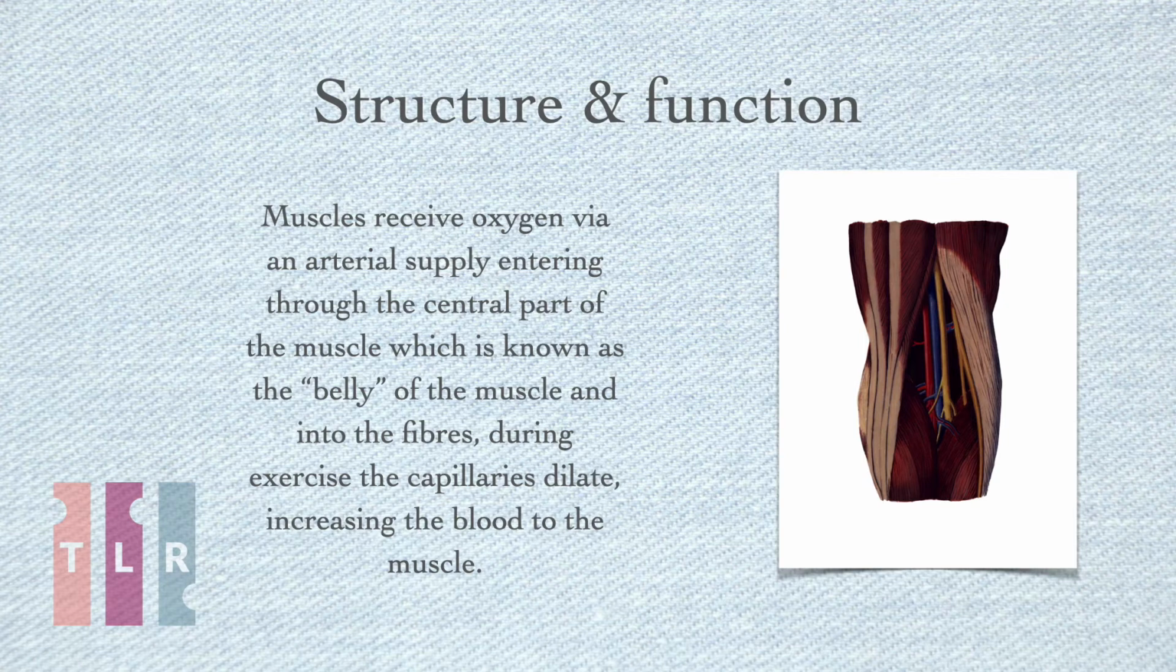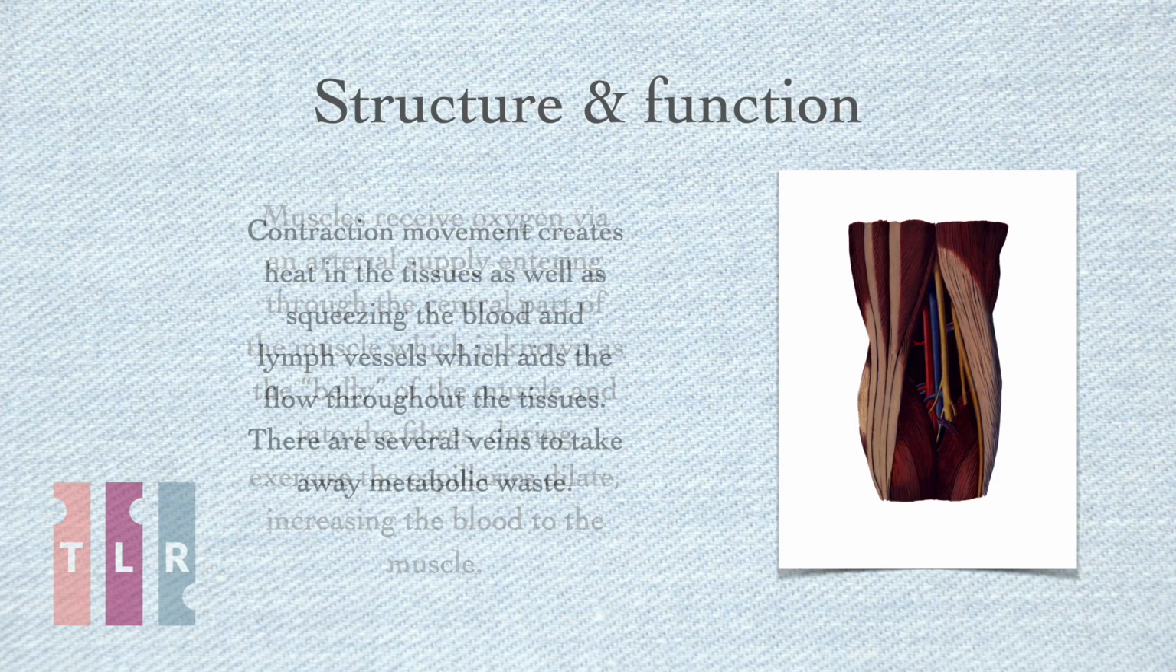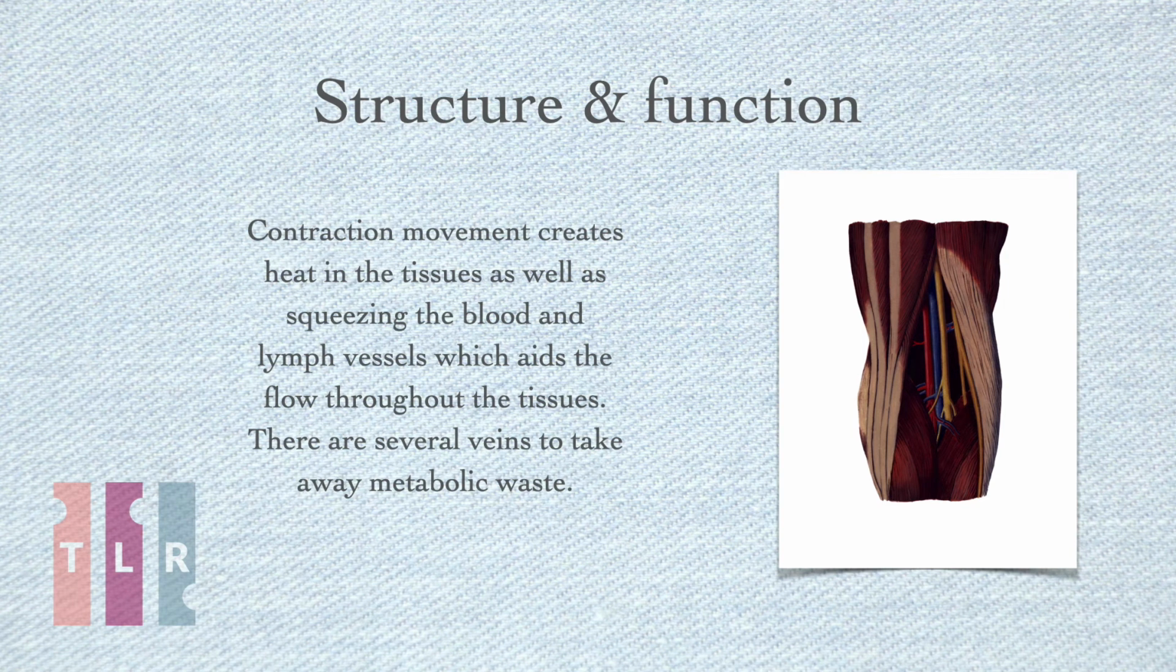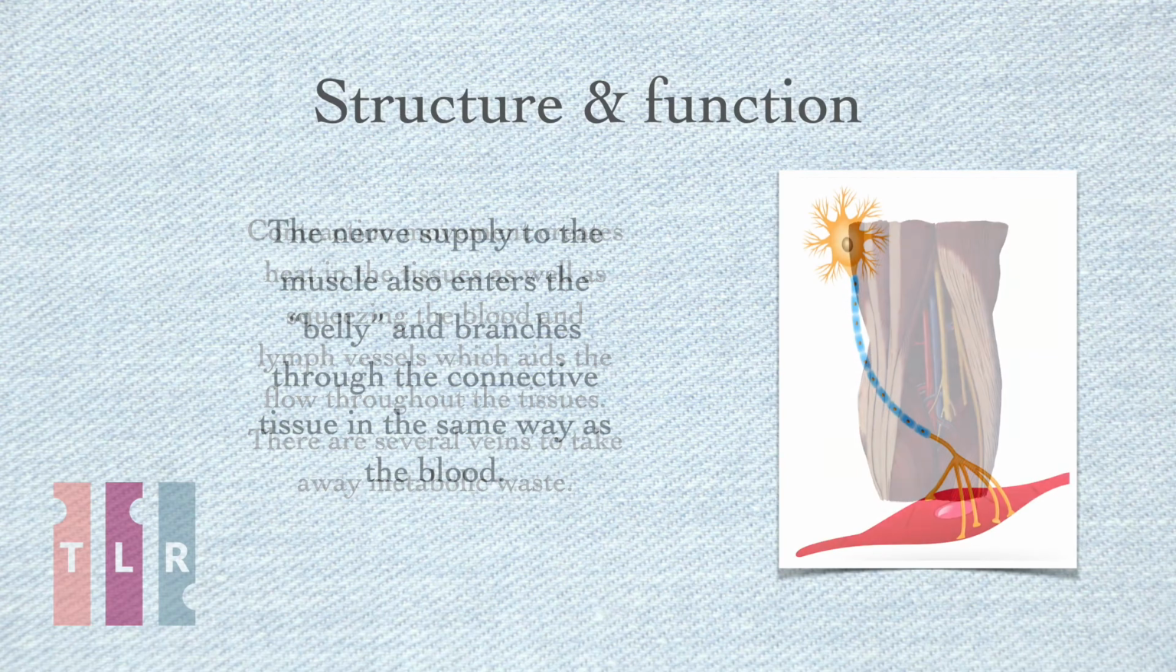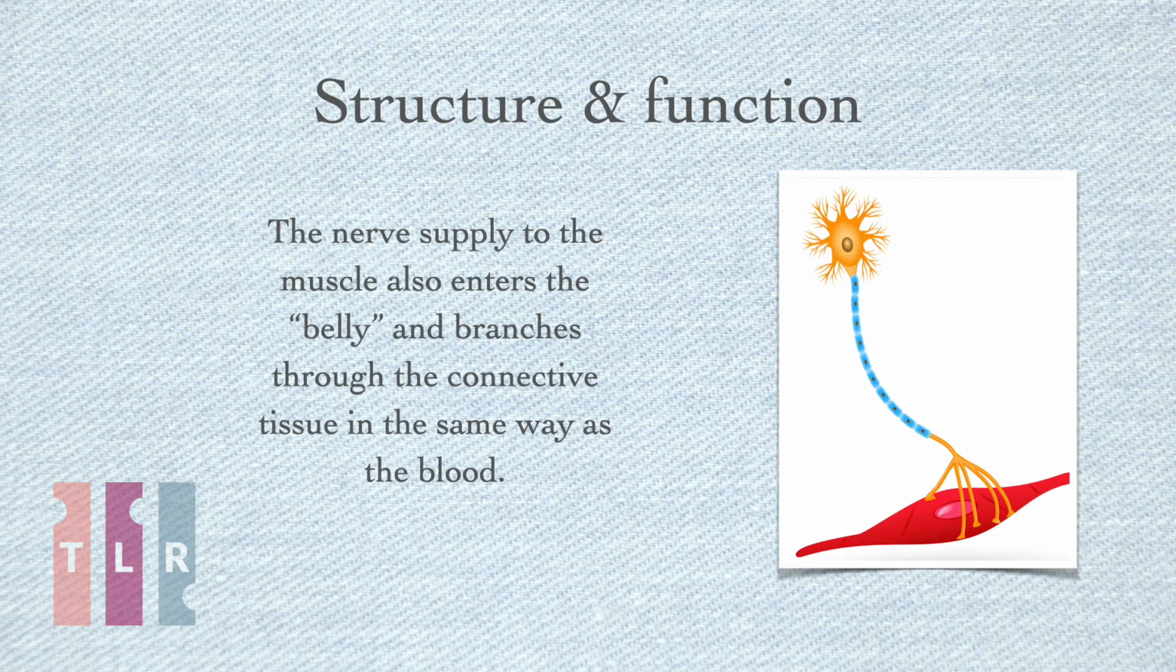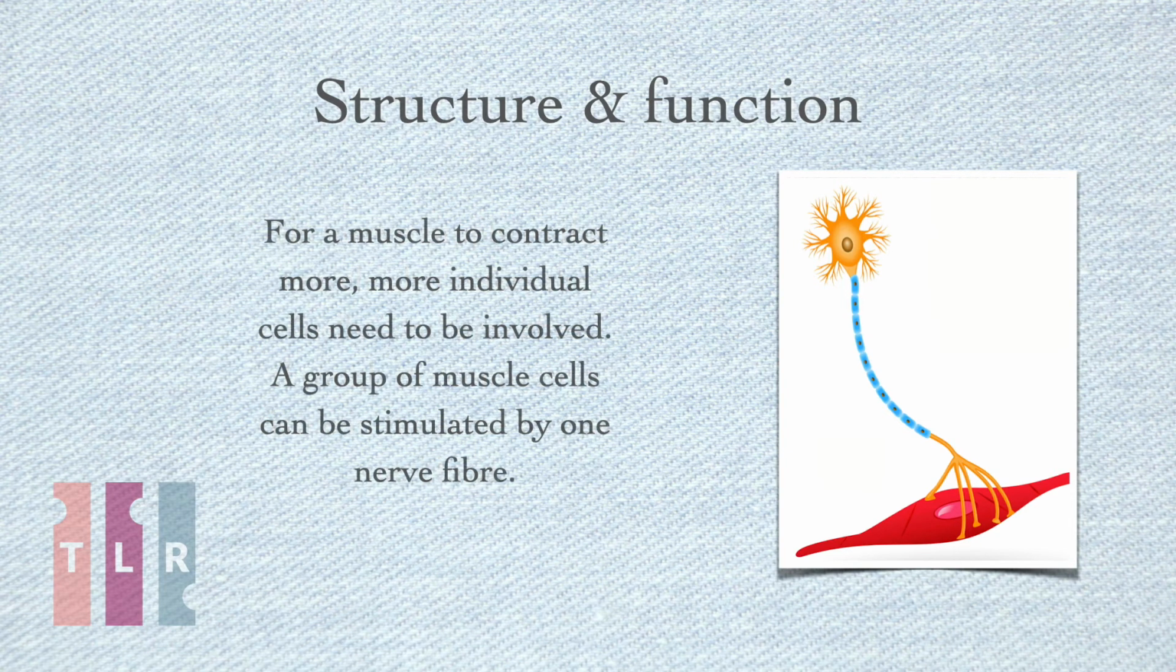During exercise, the capillaries dilate, increasing the blood to the muscle. Contraction movement creates heat in the tissues as well as squeezing the blood in the lymph vessels, which aids the flow throughout the tissues. There are several veins to take away metabolic waste. The nerve supply to the muscle also enters the belly and branches through the connective tissues in the same way as the blood. For a muscle to contract more individual cells need to be involved.